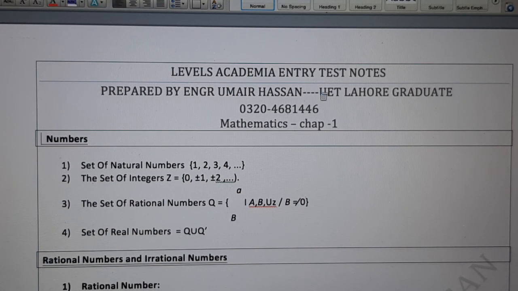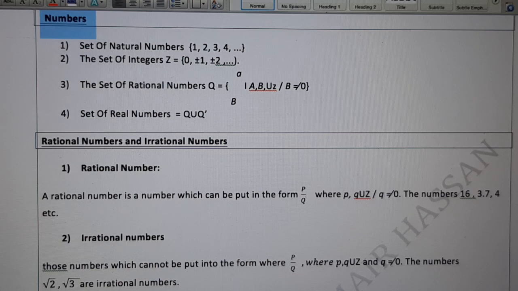I am an IOTA graduate and I am going to share with you some of the key concepts from first year chapter number 1 maths for ANTI-test preparation. Now this is a general discussion in which important things as far as ANTI-test is concerned will be discussed.